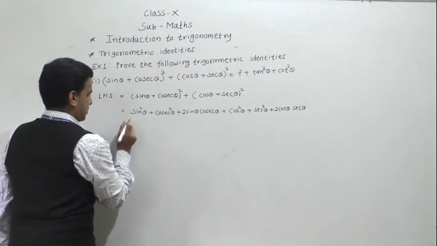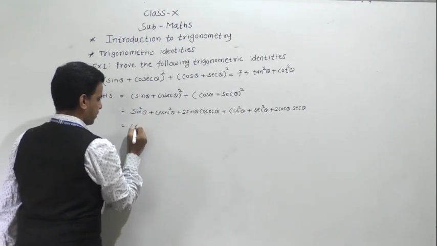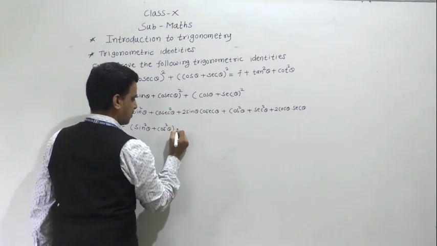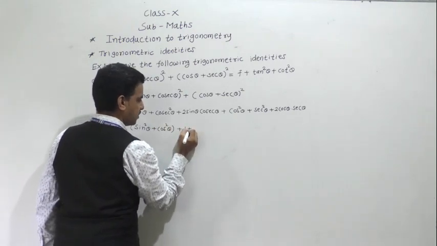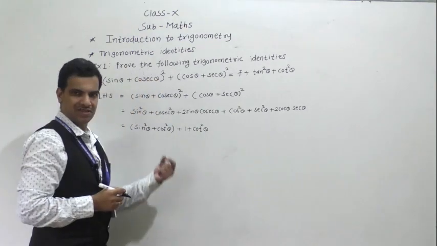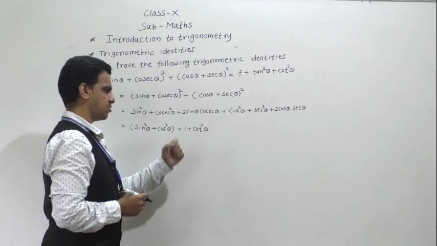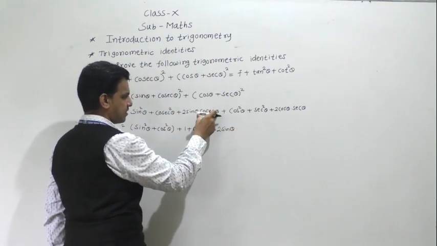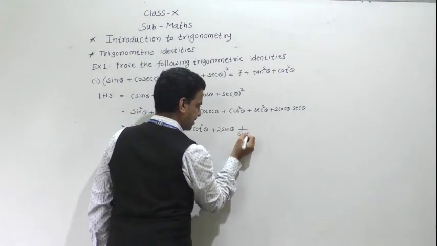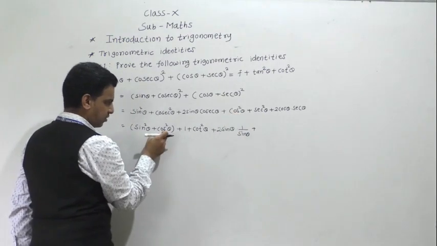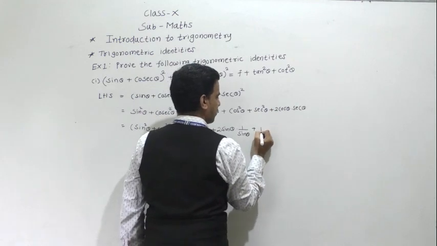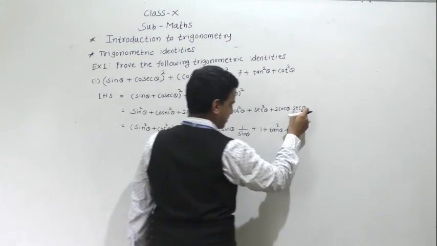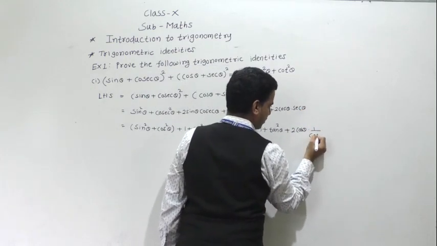Okay, now sin square theta plus cos square theta, this value is 1, so we take these together. Cosec square theta we replace by 1 plus cot square theta, because we have the third identity, cosec square theta is equal to 1 plus cot square theta, plus 2 sin theta into cosec theta, that is the reciprocal of sin theta, so 1 upon sin theta. Cos square theta we already took here. Now sec square theta, its value is 1 plus tan square theta, plus 2 cos theta, and again sec theta is the reciprocal of cos theta, so we can write 1 upon cos theta.